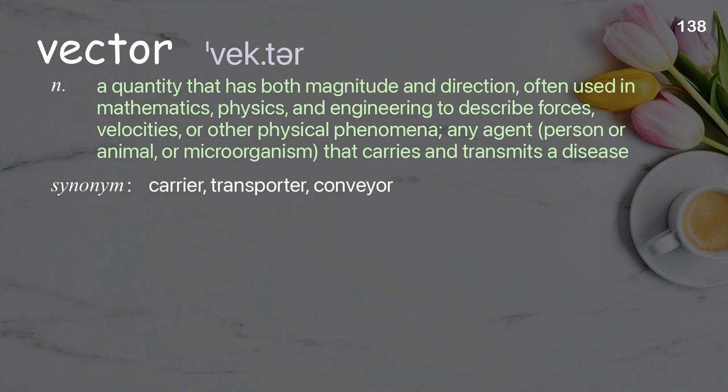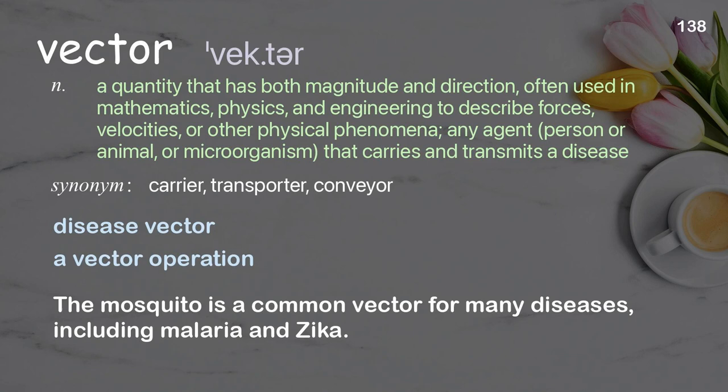Vector: a quantity that has both magnitude and direction, often used in mathematics, physics, and engineering to describe forces, velocities, or other physical phenomena; any agent, person or animal, or microorganism that carries and transmits a disease. Examples: disease vector, a vector operation. The mosquito is a common vector for many diseases, including malaria and Zika.